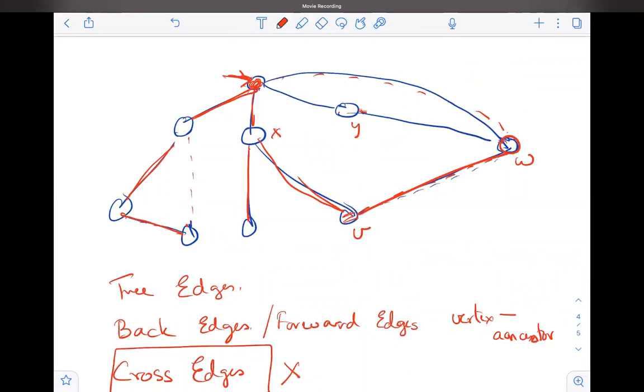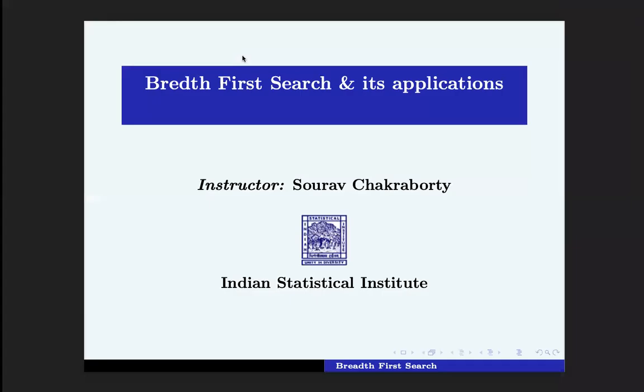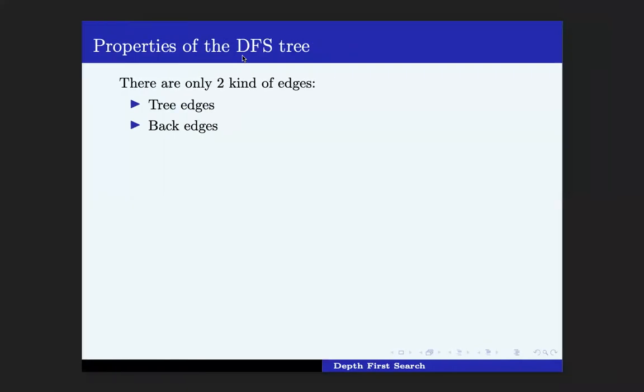So there can be back edges, forward edges and tree edges. Okay, so is this clear? This whole thing?